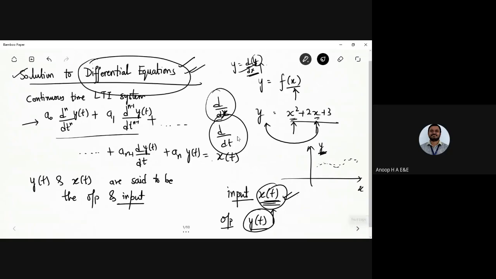If I want to write x of t, I have a sinusoidal function, sine omega t. If I want the output of the system to be characterized by the input signal, you will have the output equation expressed in terms of differential equations with the given input being applied.